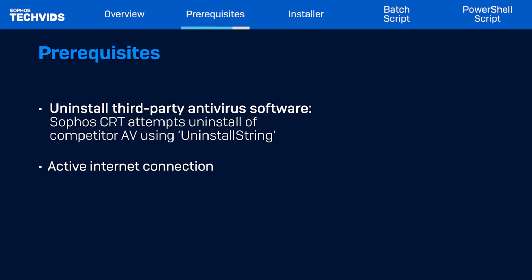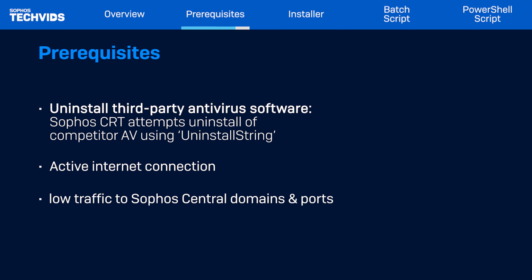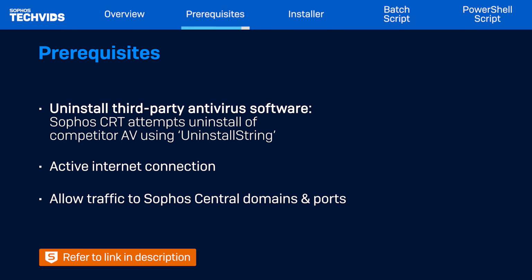Next, all devices must have an active internet connection. In addition, make sure to allow all traffic to the domains and ports required for communication to and from SOPHOS Central. Refer to the linked documentation for further information. If you have devices to protect that cannot be connected to the internet directly, refer to our documentation on update caches, also linked in the description.